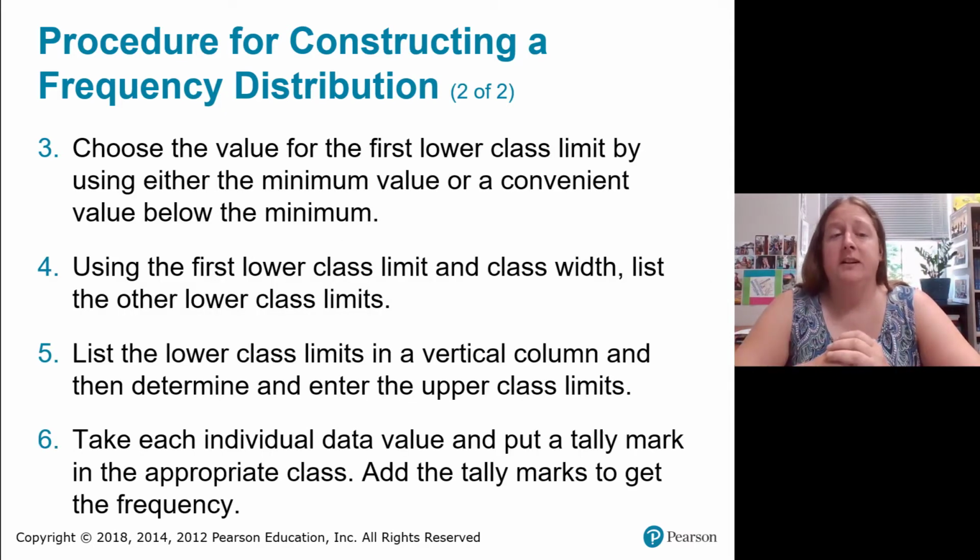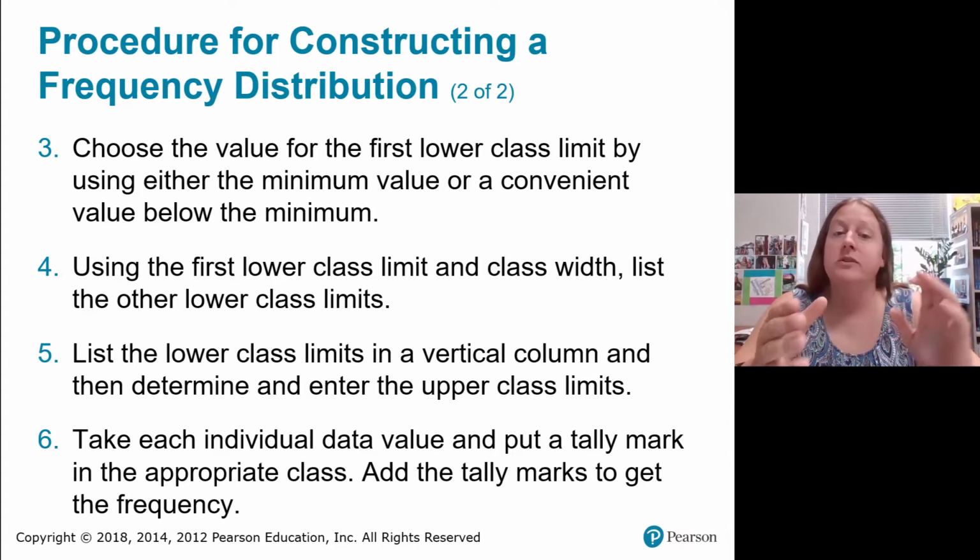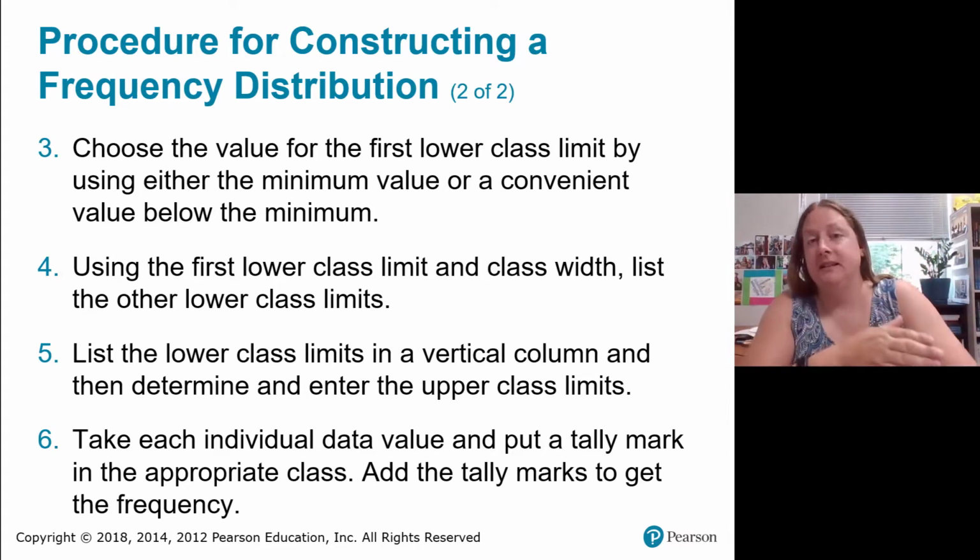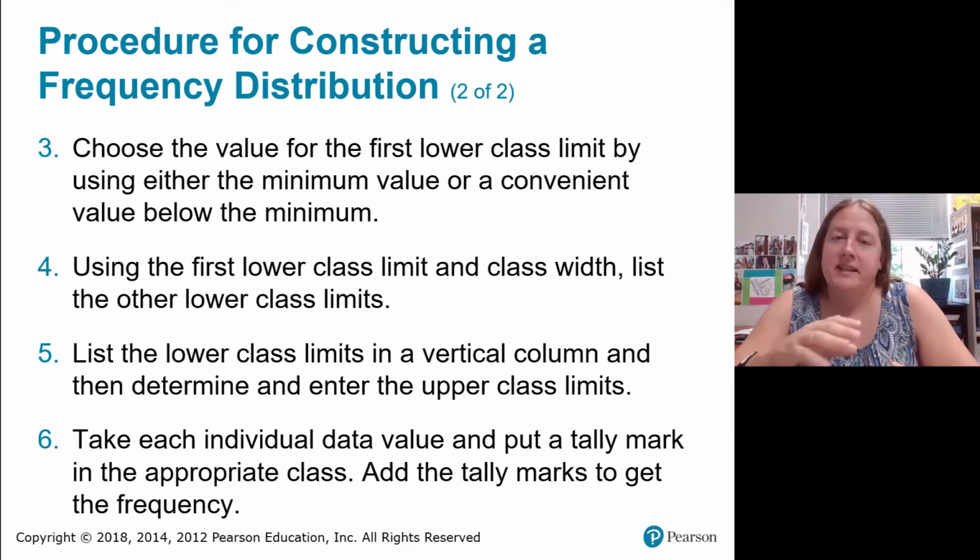Then, after we have our class width, we choose the value for the first lower class limit. We can either use the minimum value of our data points, or we can use, again, a convenient value that's less than that minimum value. What counts as convenient is going to depend. If we're really close to 0, we might want to start at 0, or we might want to start at a multiple of 5 or 10. Again, it's really whatever makes sense given the context and the data set that you have.